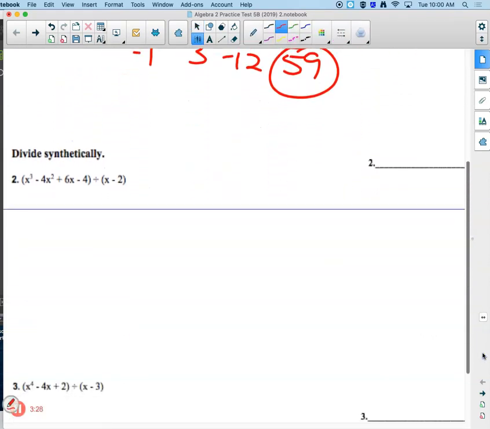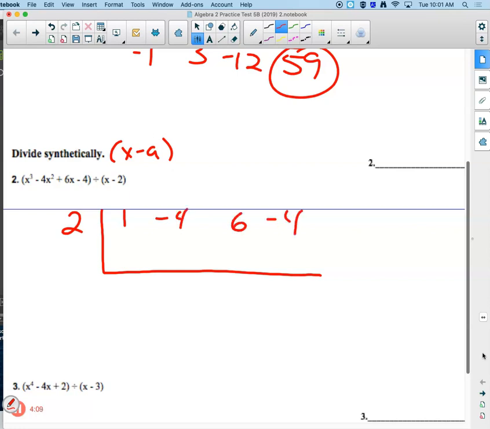This one says divide synthetically, so the directions changed, but what we're doing changes just a little bit. So we have x to the third minus 4x squared plus 6x minus 4. We're supposed to divide that by x minus 2. Big step. What goes out in front for A? Yes, 2. Because remember, they're always written as x minus A. If they're in that form, we have to think opposites. Again, you double check. 3, 2, 1, 0. They're all there.